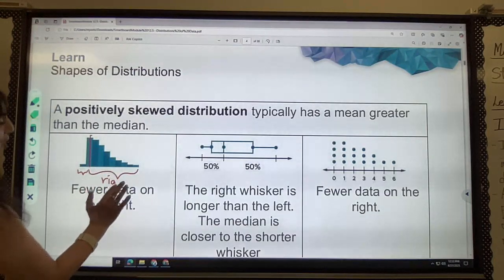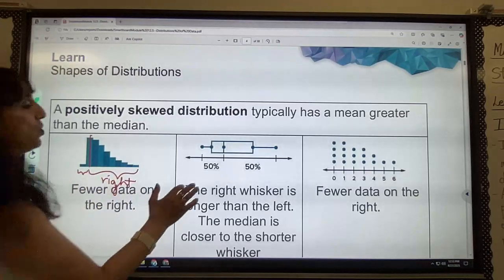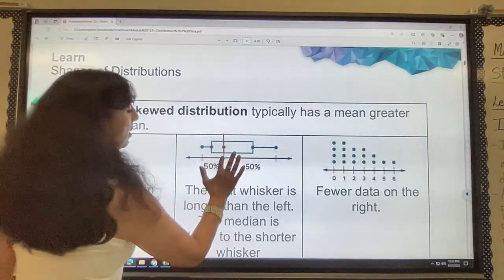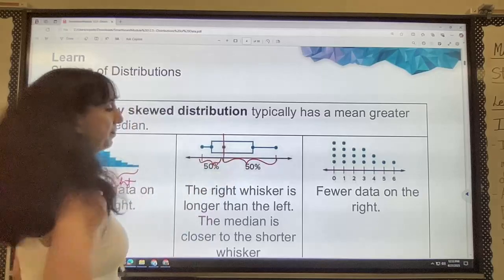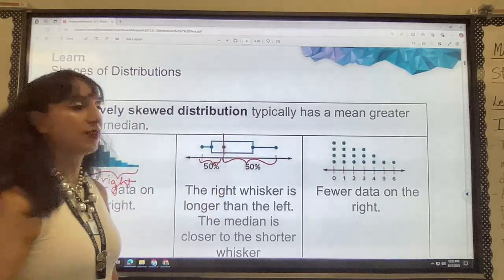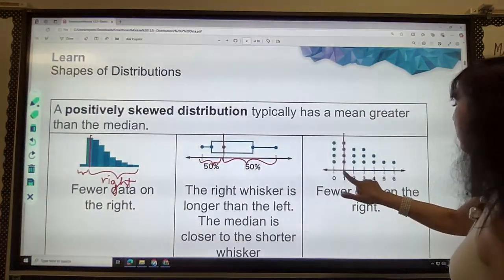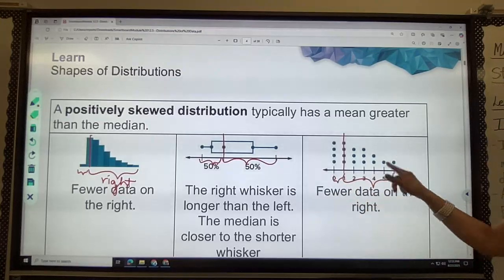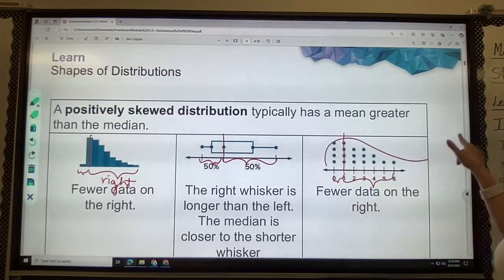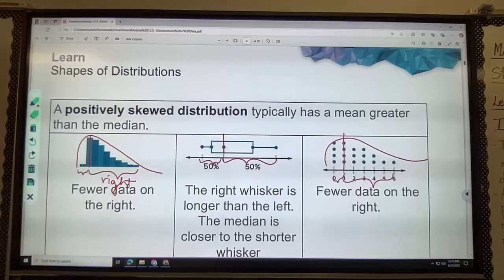Okay, it has a much longer tail end to the right. Let's look at this one. Here's my median, and look at this compared to this. This is longer. Then let's look at this one again. If I take this and I go this way and this way. So look, I can also do this here, or I can do this.